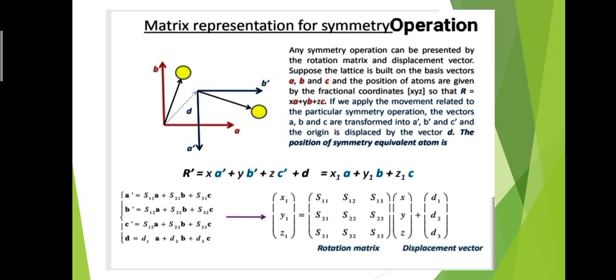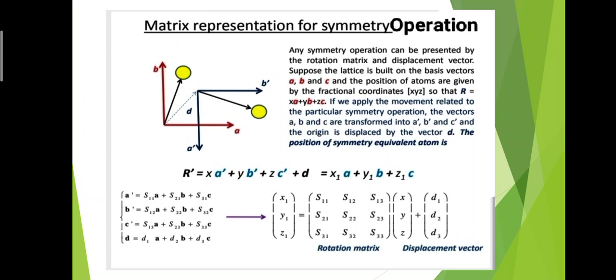Matrix representation of symmetry operation. Any symmetry operation can be presented by a rotation matrix and a displacement vector. Suppose the lattice is built on the basis vectors a, b and c and the positions of atoms are given by the fractional coordinates x, y, z, so that r is equal to xa plus yb plus zc.